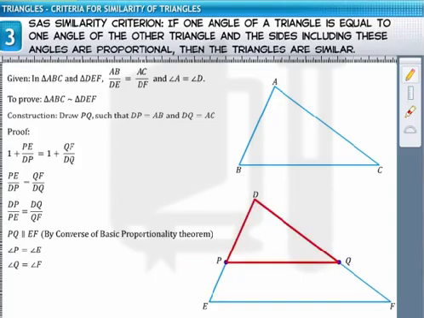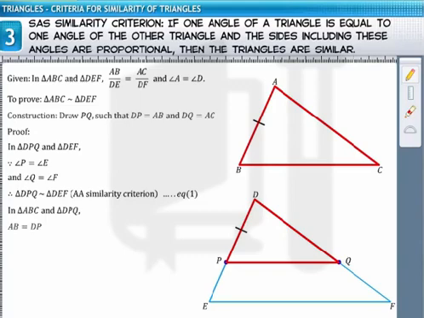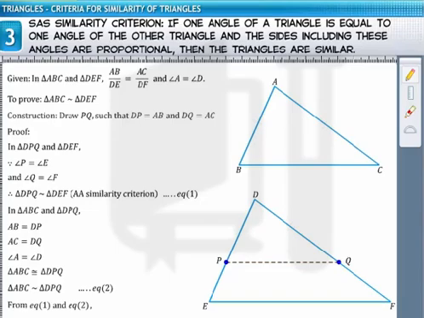Now consider triangle DPQ and triangle DEF. Since angle P is equal to angle E, and angle Q is equal to angle F, triangles DPQ and DEF are similar. Let's call this equation 1. In triangle ABC and DPQ, AB is equal to DP and AC is equal to DQ by construction. It is given that angle A is equal to angle D. Therefore, by the SAS congruence rule, triangle ABC and triangle DPQ are congruent. Let's call this equation 2. From equations 1 and 2, we get triangle ABC is similar to triangle DEF.